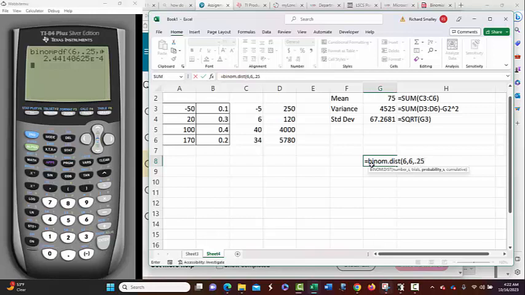What's wrong with me? And then this one, you've got to choose true or false. False means you're only calculating one number. True is like cumulative, meaning you're adding less than or equal to. So that's what binom CDF does in the calculator.